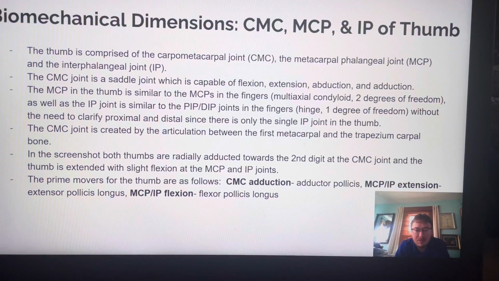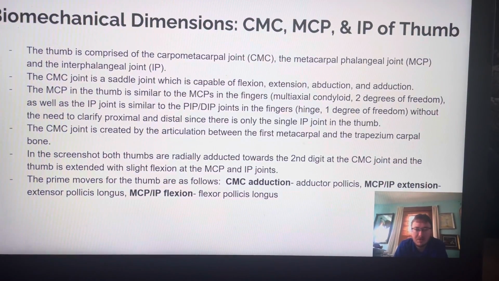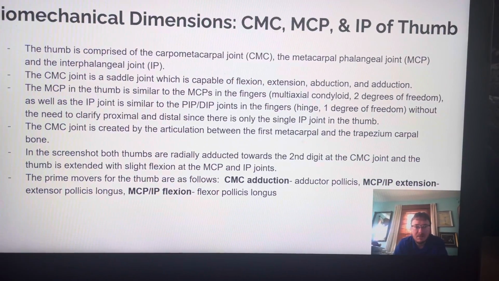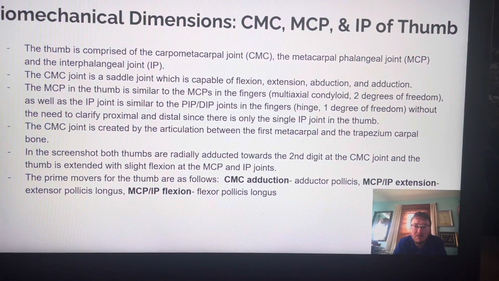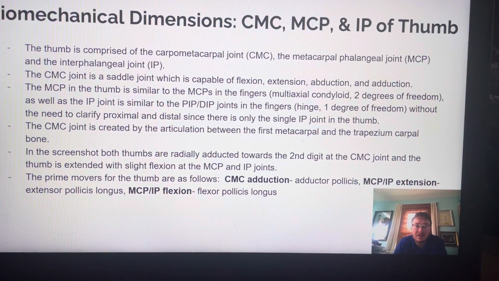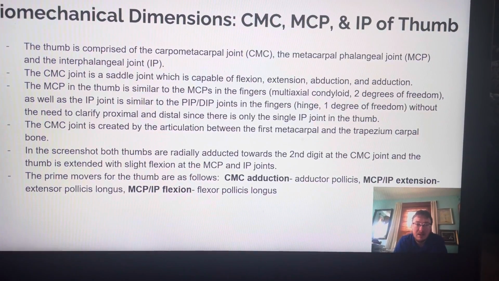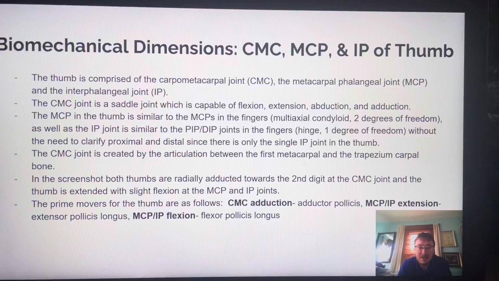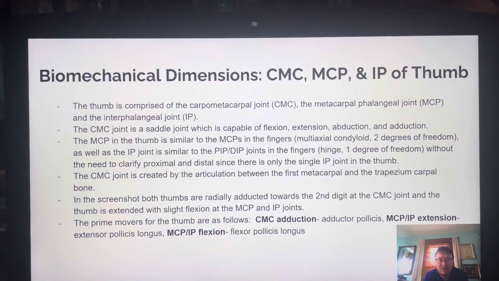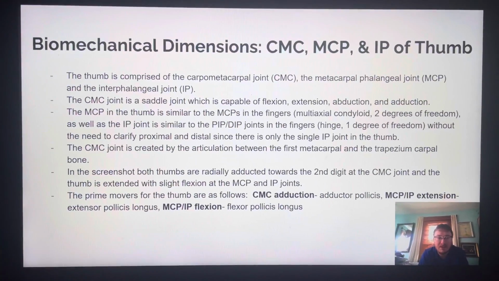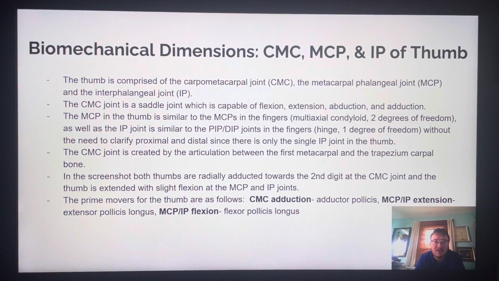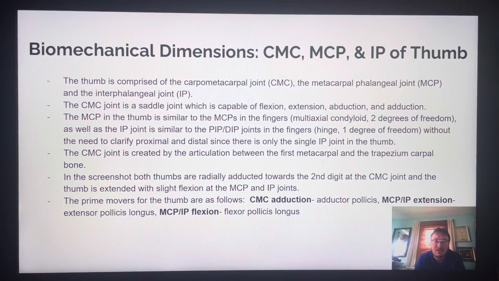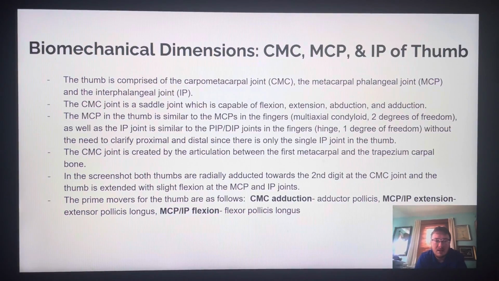The thumb is a bit more special than your fingers. That's why we chose to do a different slide. The thumb is comprised of the carpometacarpal joint, the CMC, the metacarpophalangeal joint, the MCP, and the interphalangeal joint, the IP. In the scene that we analyzed, the thumb is held close to the hand in radial adduction, and the tip of the thumb is held in close, so there's a little bit of flexion there.